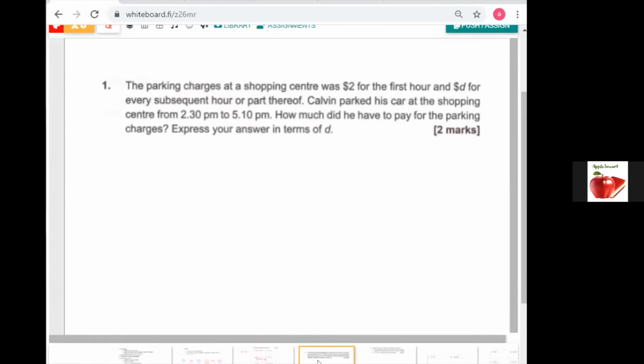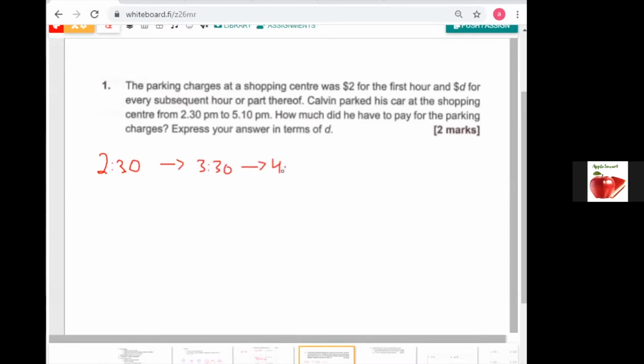So continuing on with the question, Calvin parked his car at the shopping center from 2:30 to 5:10 p.m. How much did he have to pay for parking charges? So then we could draw on this on here. We could say from 2:30, he stayed past 3:30, because that would be the first hour, wouldn't it? What's the next hour?